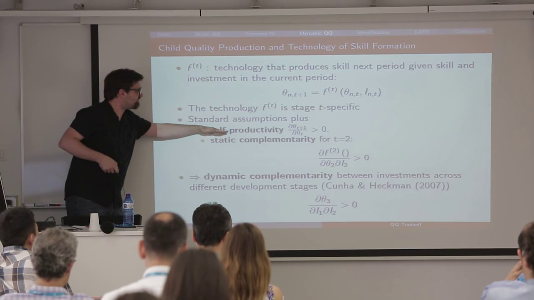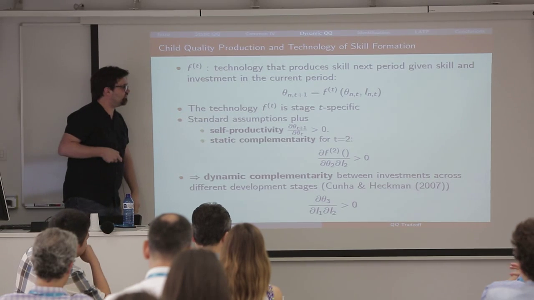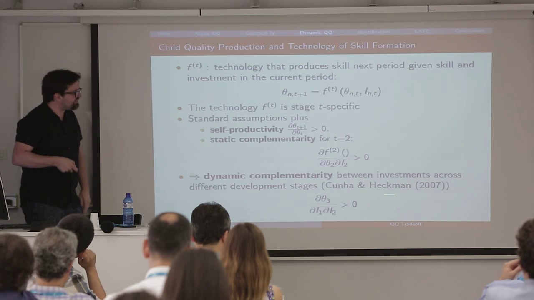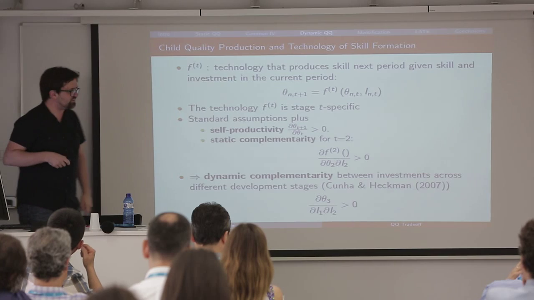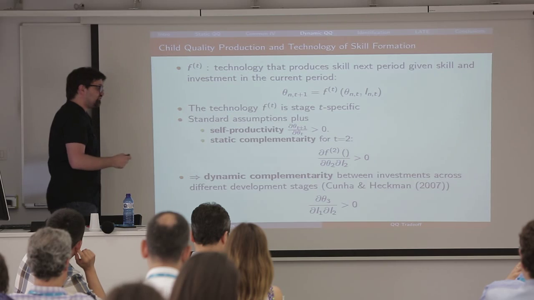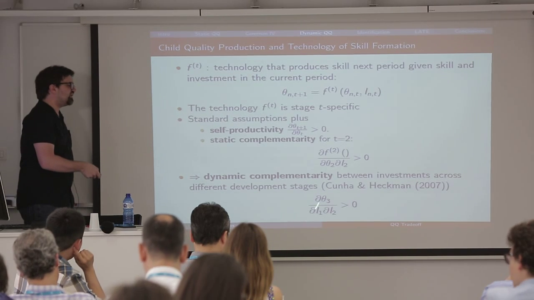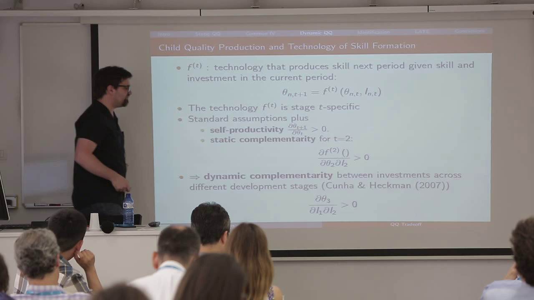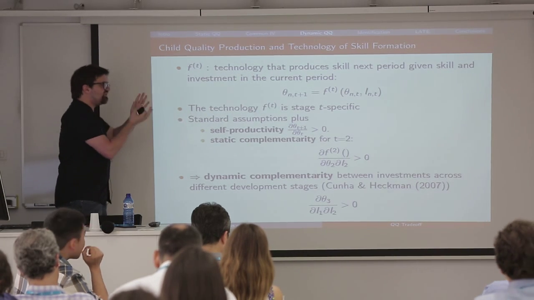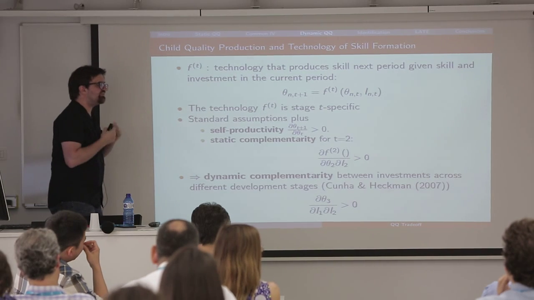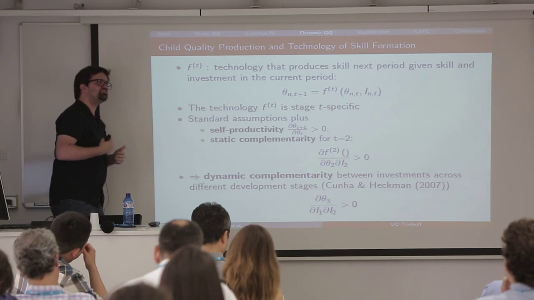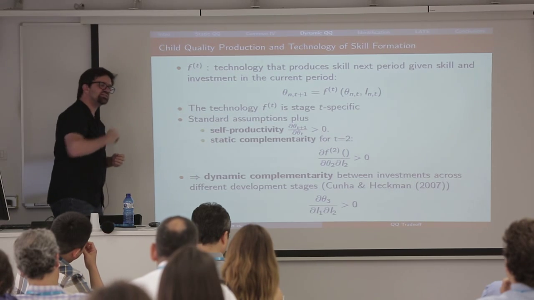And in addition, if you add self-productivity and static complementarity between skills and investment, what we get is dynamic complementarity, which is the famous result in Cunha and Heckman, sorry. So you get dynamic complementarity, which says that the returns to investment in the second stage of development are higher the higher the investments were in the first period, and the other way around. Okay? So the idea is that the technology is sort of Leontief in the second period. This is going to have a huge impact because parents foresee that when they get to the second stage, they better be prepared to back up those initial investments. Otherwise, everything is going to be lost.